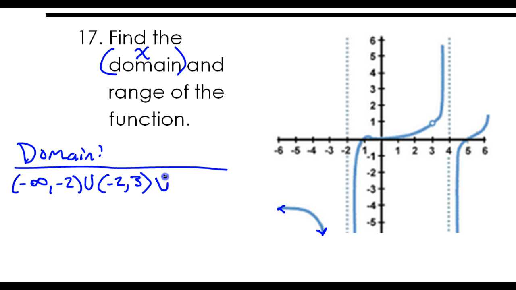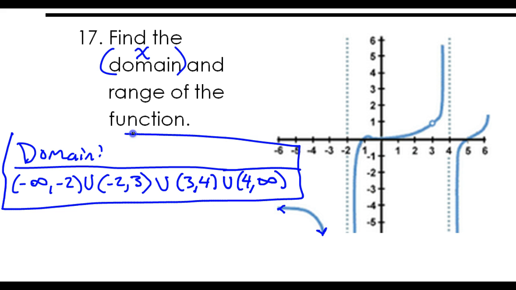And then we'll pick up after the hole, again starting from the hole, just make sure it's round to show that we're not including the hole, and then heading on over to the next vertical asymptote at 4. So that's this little part right here between the hole and the vertical asymptote. And then the last part of the graph picks up after the vertical asymptote, and goes from 4 on over to positive infinity. Okay, so 4 to infinity. So this is the domain. You just have to list it out in pieces.